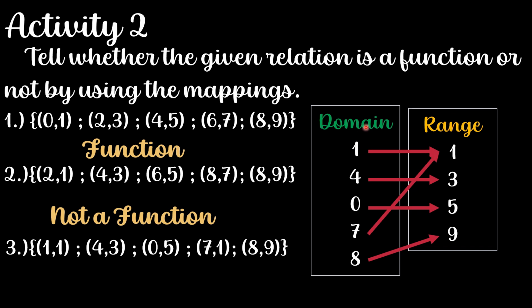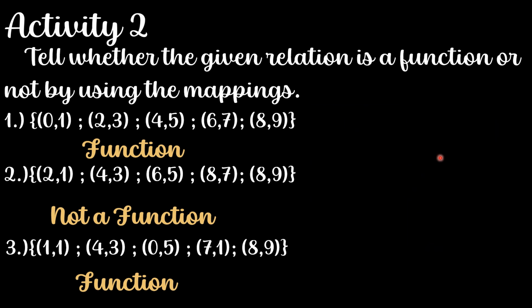Now, as we can see, we have two domains, pero isa lang ang range. We have 1 and 7 na domain, pero ang ilahang range is 1. This is considered as a function kay si range man ang nibalik, dili si domain. So, number 3 is a function.